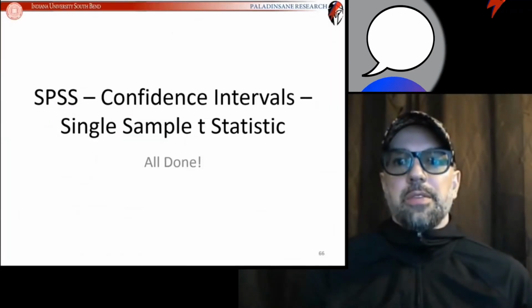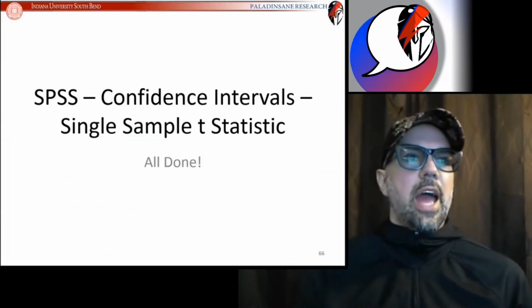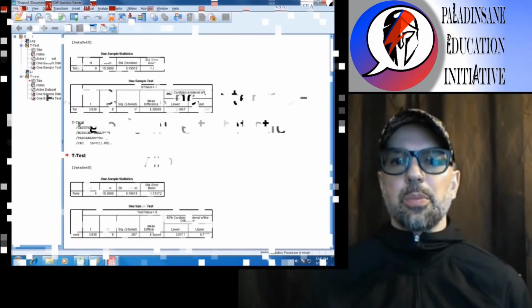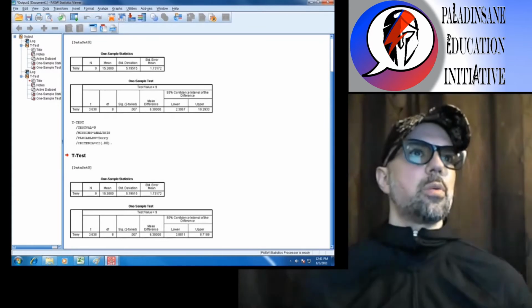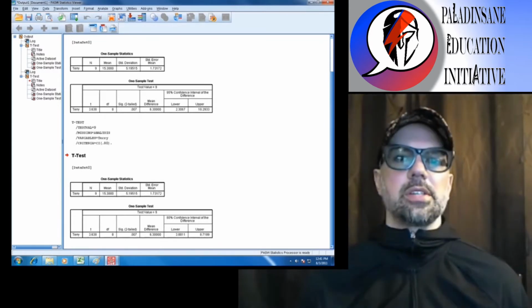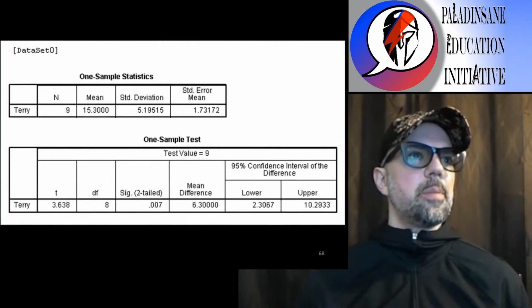So now, like we've done before, we're going to take a look at how to actually analyze and interpret that SPSS output. So we're going to focus in on the first one. We're going to focus in on that 95% confidence interval. So let's zoom in there.